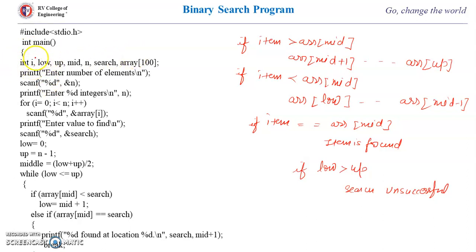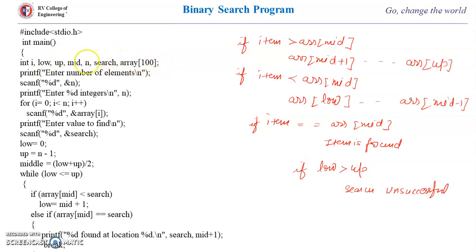So this i is the variable which we will be using for the loop, and low and up are the first element and the last element of the array. Mid is the variable we have taken to calculate the mid value, and n is for the total number of elements in the array, and then search is nothing but the item. I can give any name, so we can give item or search or element, anything. So this search is nothing but the item which we want to search, and this is the array, and this is the maximum size of the array.